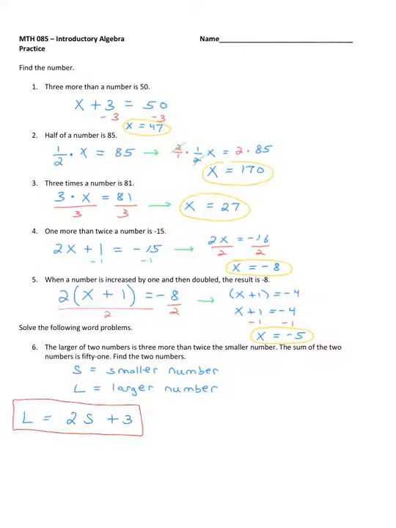Now what about the second sentence? It says the sum of the two numbers is 51. That one I'd say is pretty simple, where I have S and L, and we're summing those two things together. So you have S plus L, and we're saying that is 51.